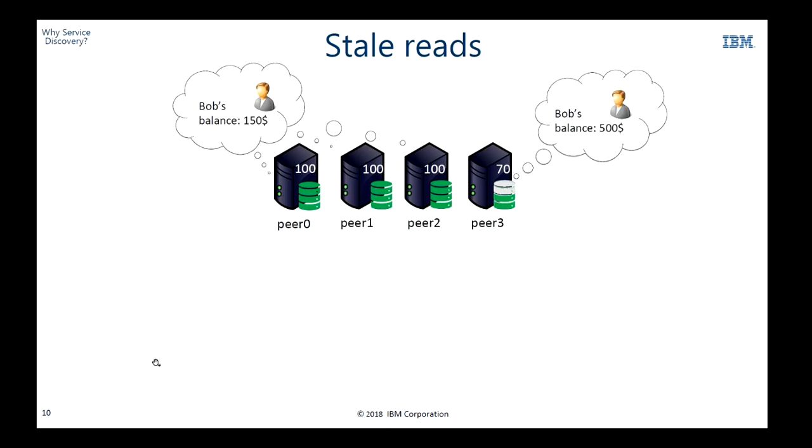Now, someone asked why would we even want the ledger height? So let's assume that we have 4 peers, and one of the peers is behind. The first 3 peers know that Bob's account balance is $150, but the last peer still thinks that Bob's account balance is $500. So if an endorsement is being done against that peer 3, it is going to be invalidated by MVCC, and that's computation time and also time that is wasted.